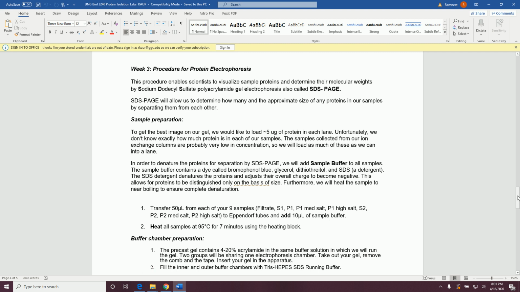Also in this gel, SDS is added. Now what is SDS? It is a detergent, sodium dodecyl sulfate. That is why this is called SDS-PAGE. Sodium dodecyl sulfate, a detergent, has a negative charge. So when we pass the proteins through this gel, all the proteins get denatured because SDS is a detergent.